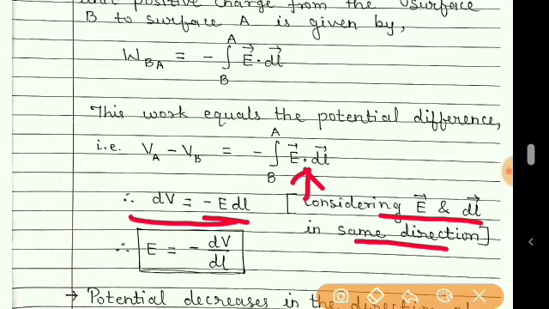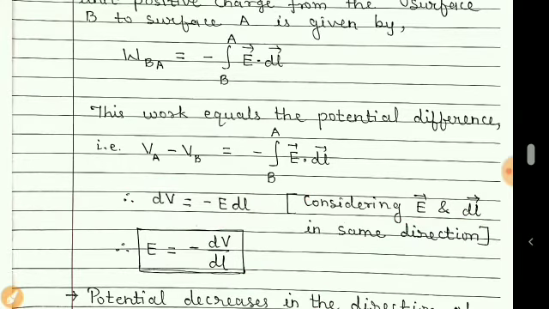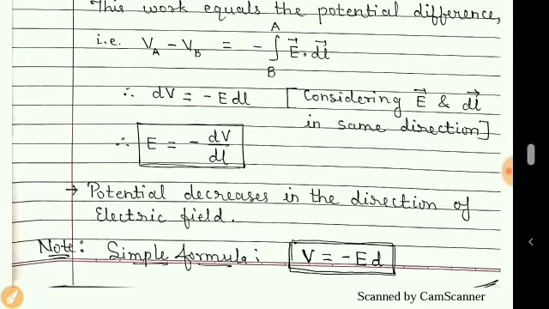Finally, in this equation, making E the subject, we get E equals minus dV by dl. This is an important formula which you should remember. In short form, if you want to remember this formula, you can remember it as V equals minus Ed.